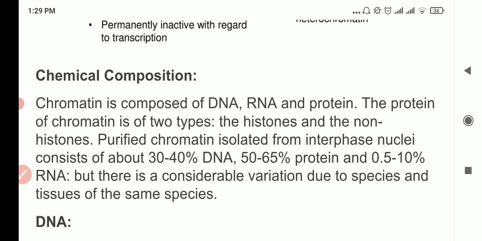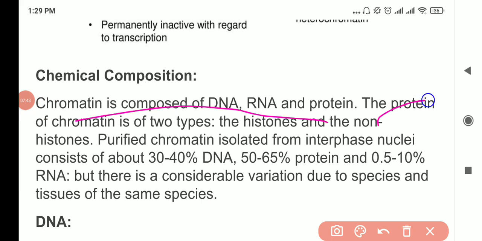Chromatin is made up of DNA, RNA, and protein. The protein of chromatin is of two types: the histones and the non-histones. You must be thinking, yes, we know DNA, yes, we know RNA, where did protein come from? Protein simply is the histone and the non-histone parts. So those are the proteins in the chromatin.